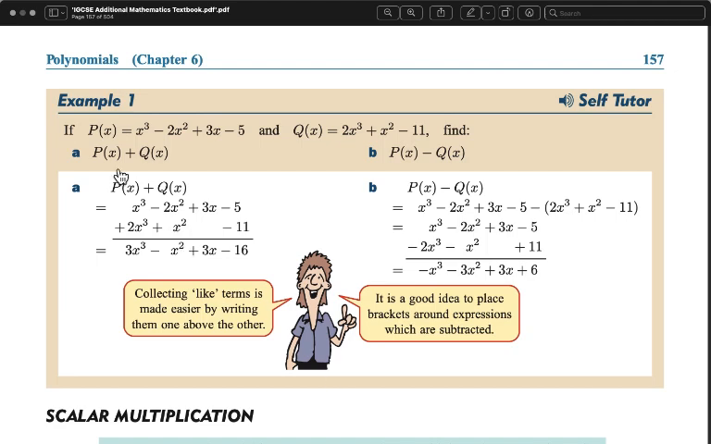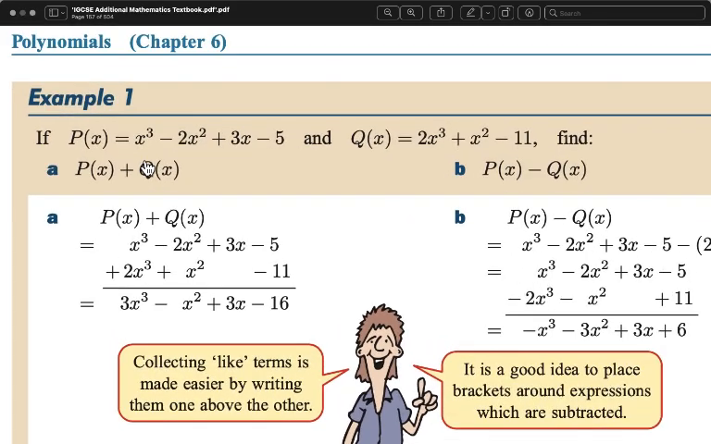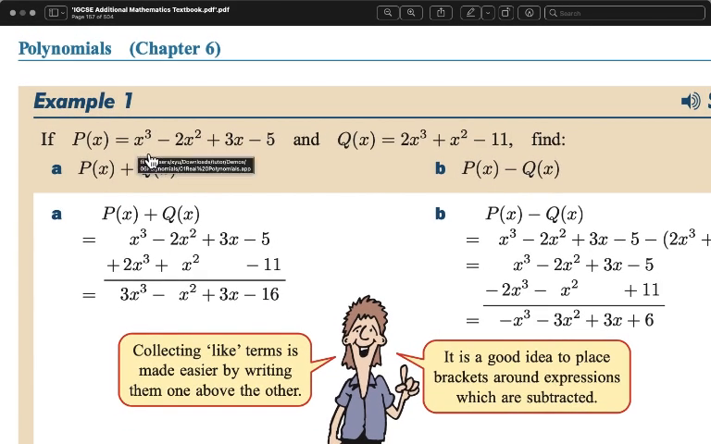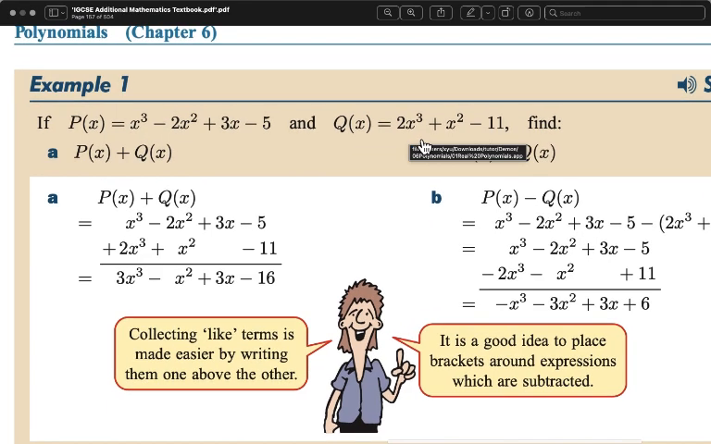When you are adding p(x) and q(x) together, you're combining the terms. You will combine the terms with x to the power of 3. For p(x), the coefficient in front of x cubed is 1. For q(x), the coefficient in front of x cubed is 2. 1 plus 2 is 3, so the first term is 3x cubed. Same for x squared. The coefficient for p(x) is minus 2, the coefficient for q(x) is 1. Minus 2 plus 1 is minus 1.